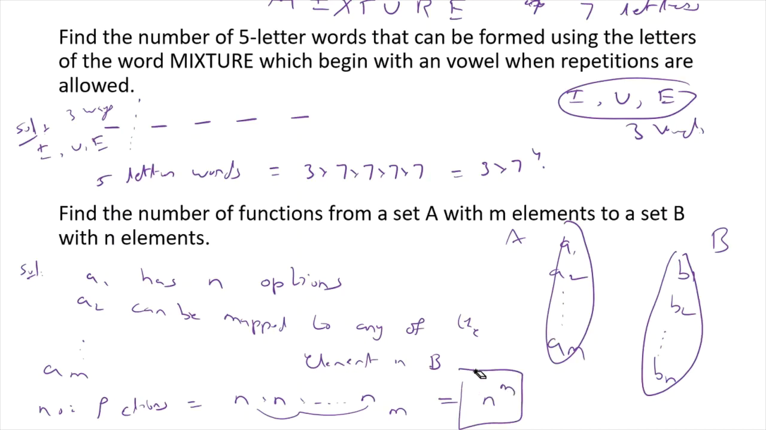So you should not remember the answer like this, n raised to m. You have to remember the answer like this: cardinality of B raised to cardinality of A. The total number of functions from a set A with m elements into a set B with n elements is going to be cardinality of B raised to cardinality of A. Cardinality of B means the number of elements in B. Cardinality of A means the number of elements in A.